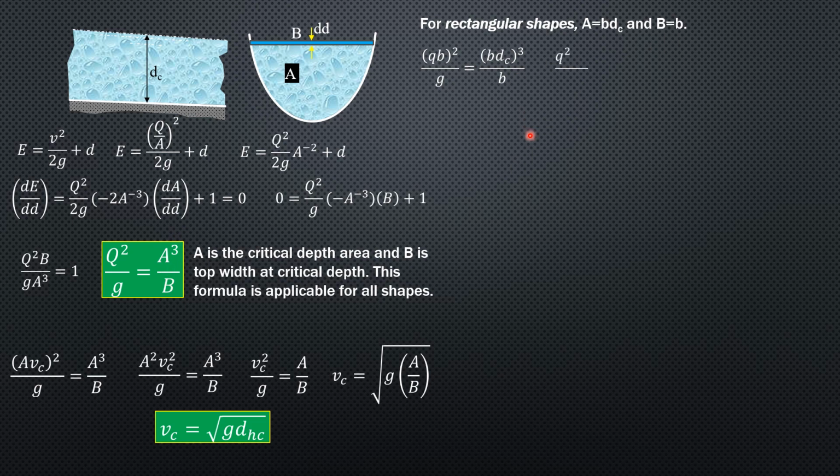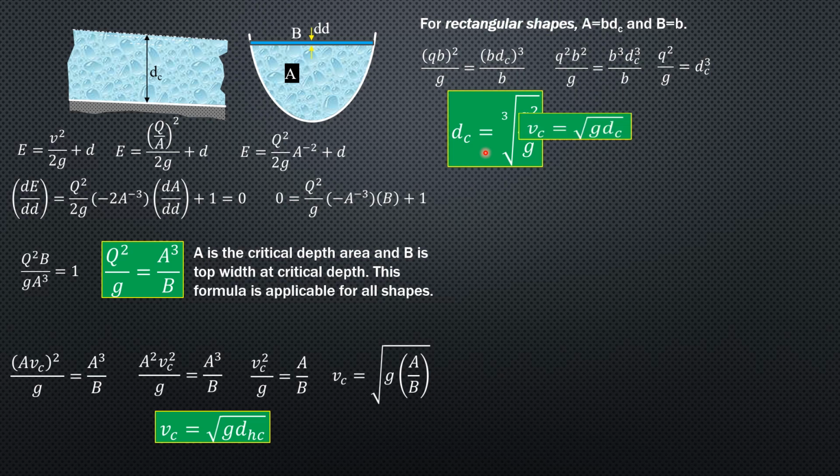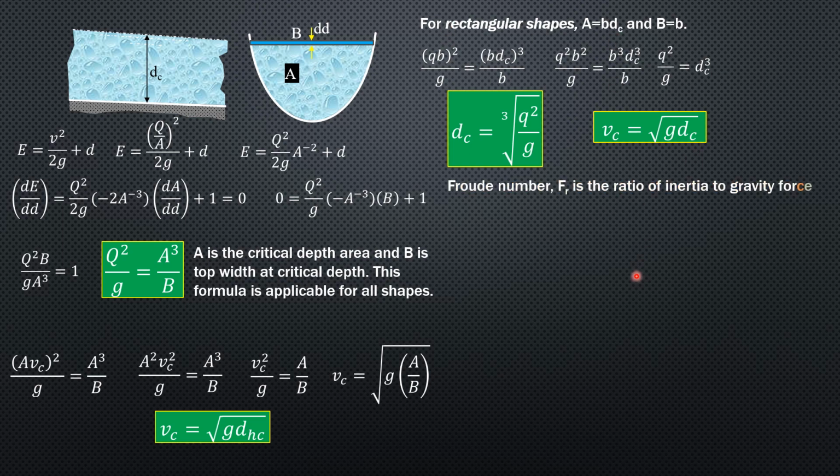Capital B is just small b. So q square B square over G equals B cube D sub C cube over B. B square and B cube over B is the same, so we can cancel B square. That's why we are able to derive the critical depth for rectangular sections, cube root of small q square over G. That was the formula earlier introduced. So this is the critical depth formula for rectangular channels only. And the critical velocity is square root of G times critical depth for rectangular channels.